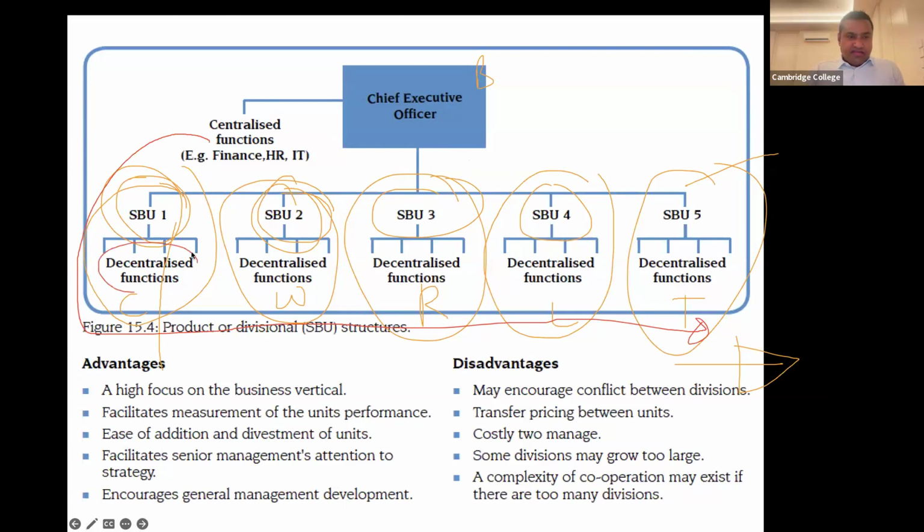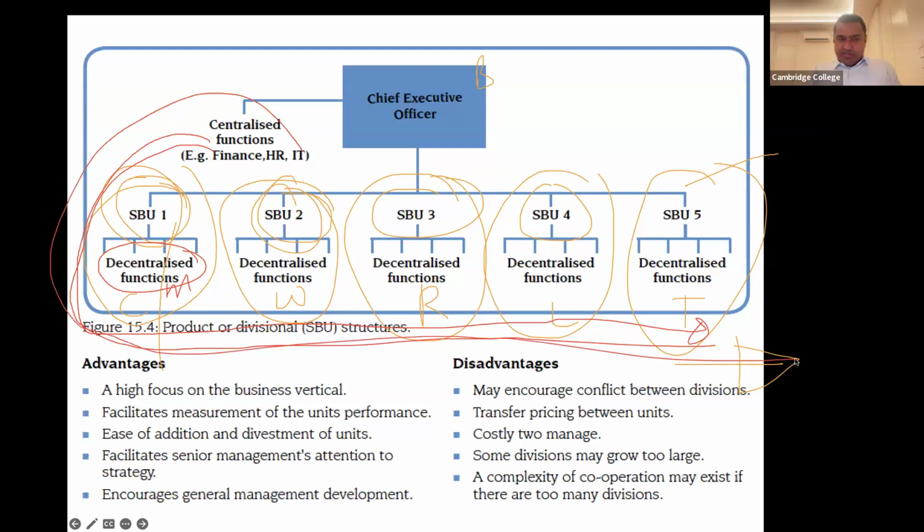So you have decentralized functions within these sub businesses. Usually marketing is there. Why? Because marketing has a budget. And then you have finance that can support all the businesses. IT that can support all the businesses. HR that can support all the businesses. So you have centralized functions and decentralized functions within the business. I hope it is clear.